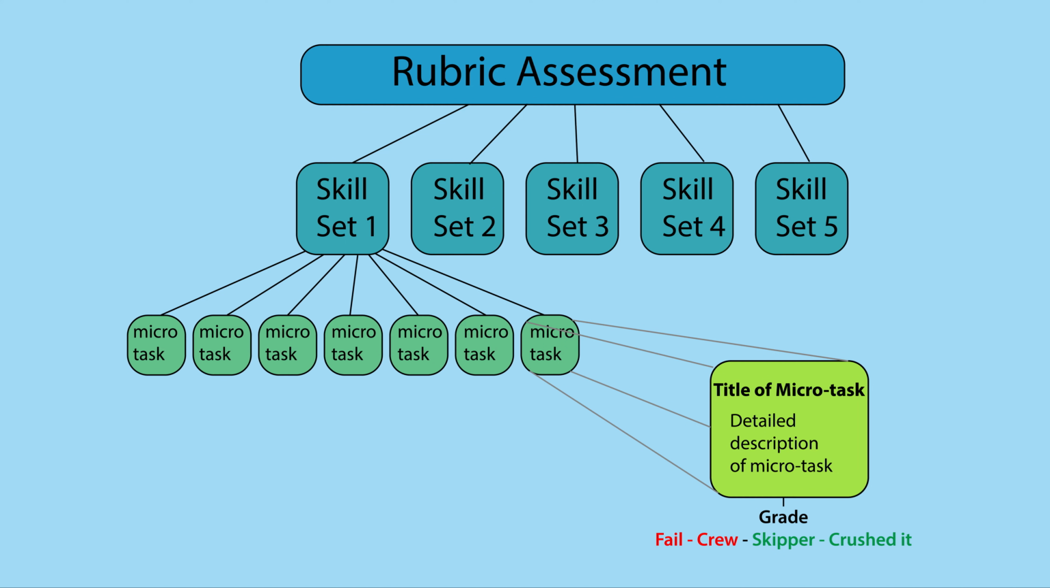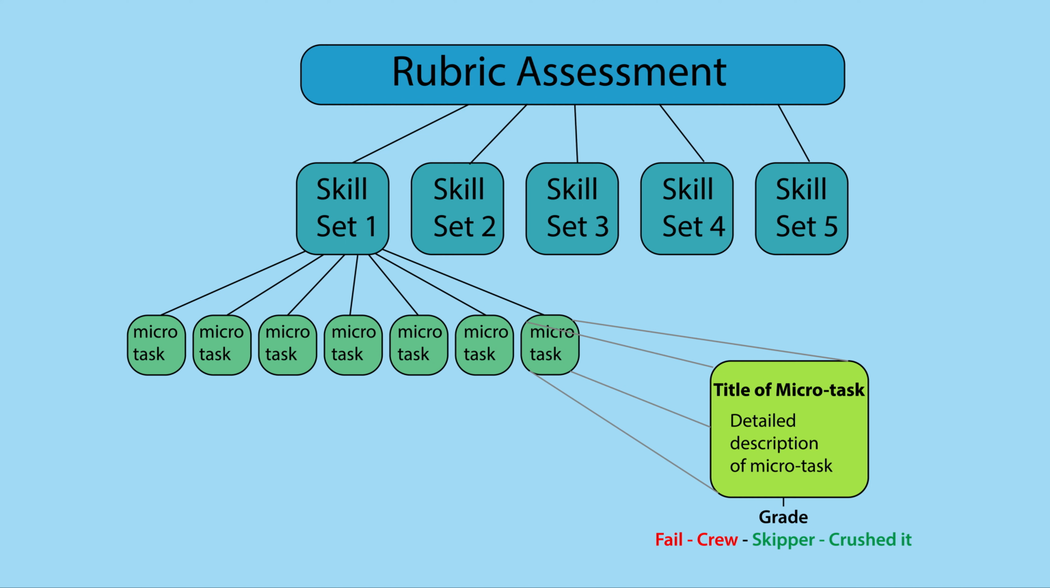Part of the assessments, there are skill sets. So there's multiple skill sets, and each skill set is made up of various micro tasks. And then for that micro task, there's a full description, and then when the student performs that micro task, you get to grade the student. And the important thing here is that it's not pass fail. You are merely grading that student as to how they did during the performance of that task.